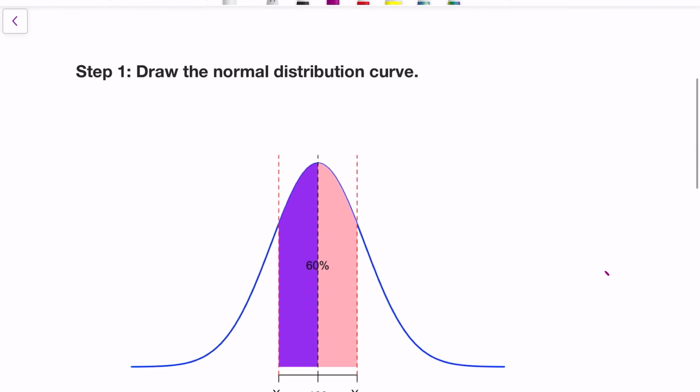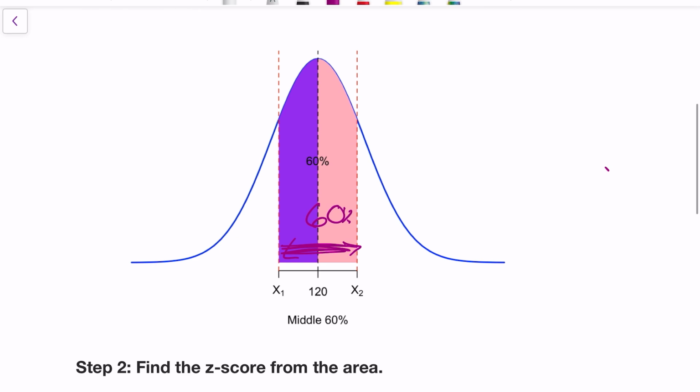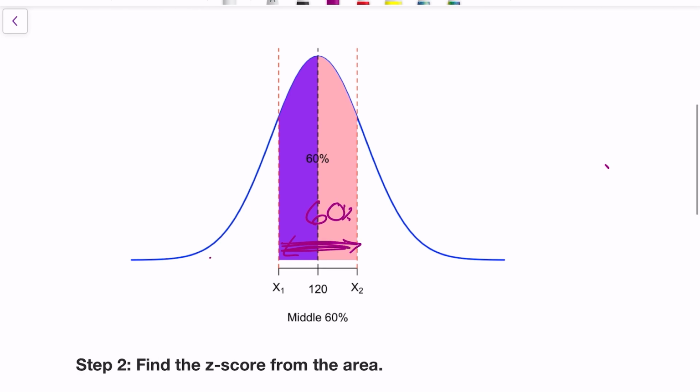Let me show you the drawing. We're interested in this piece. That's the middle 60%. Remember, the total area under the curve is going to be 1 or 100%. So in this part, we would have 0.20. And in this part, we would have 0.20 as well. Let me put the values here so that you can still look at them.